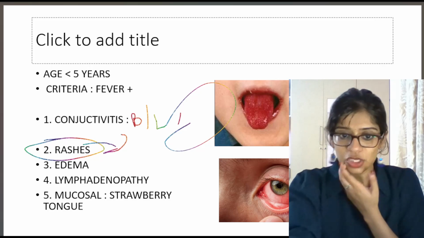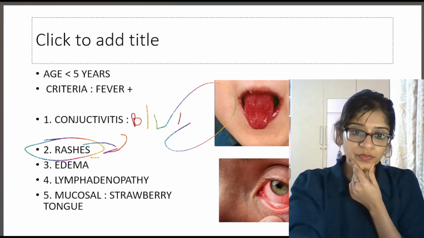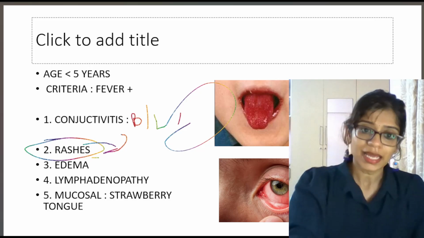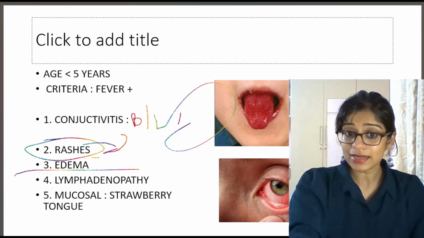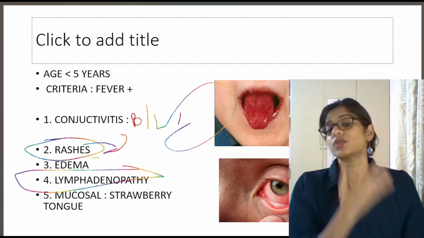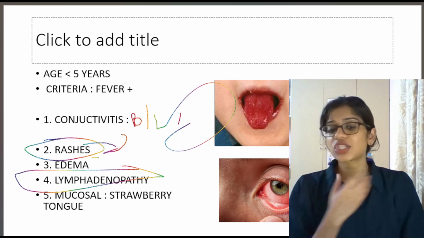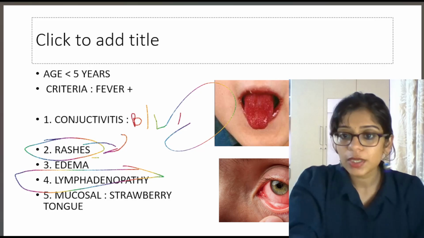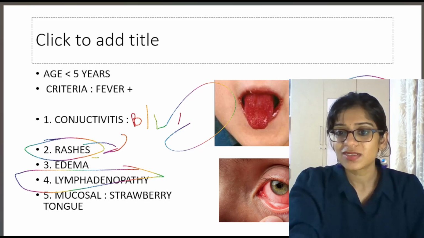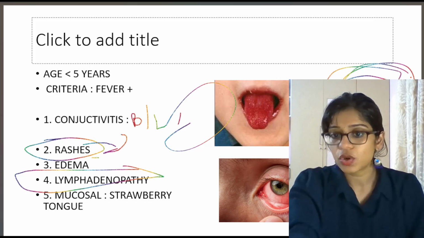Third is edema. The child can have edema of the hands and feet, and there could be lymphadenopathy, that is swelling of the lymph nodes. Usually the cervical lymph nodes are enlarged. Look here, see here. Okay, this is not a child's picture, but I just got it from the net.